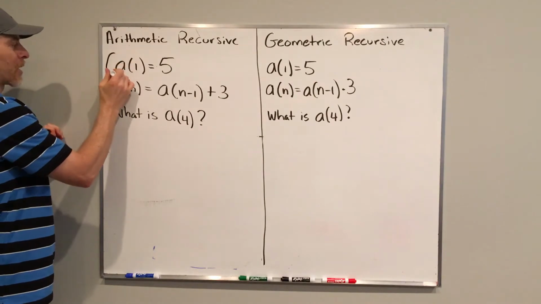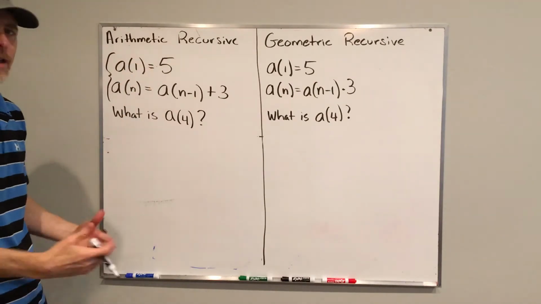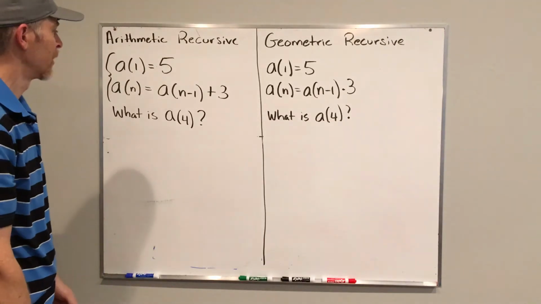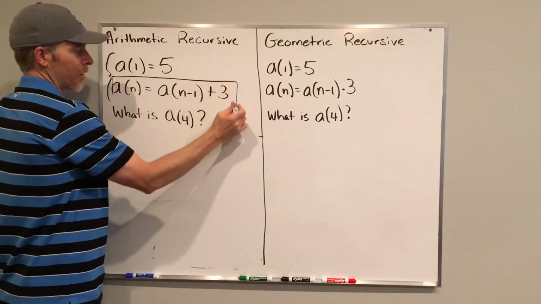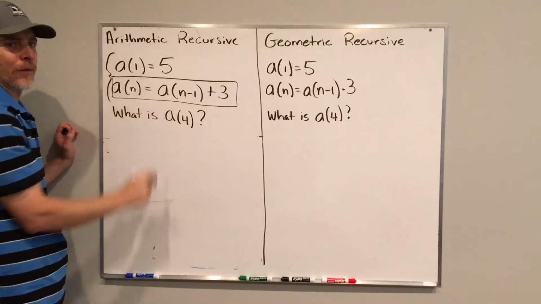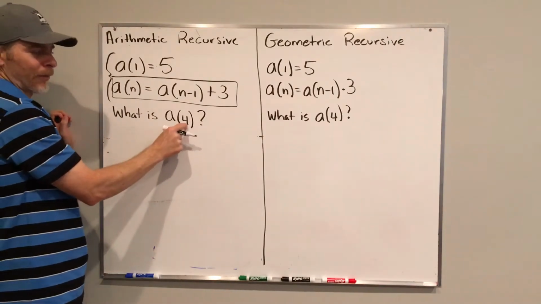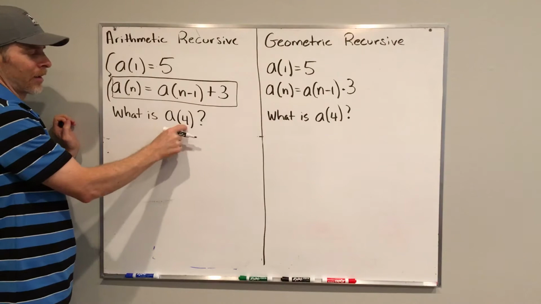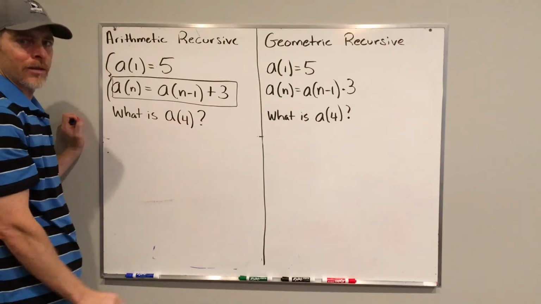One of these problems is going to look like this. It always has these two parts, and it'll have a bracket around it to let you know it's part of the same problem. This right here is the recursive formula. This just tells you what the first term is in the sequence. And they want you to find the fourth term, a sub 4, or a of 4 if we're using function notation.